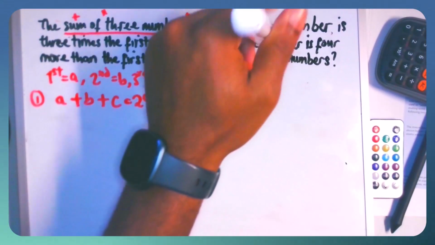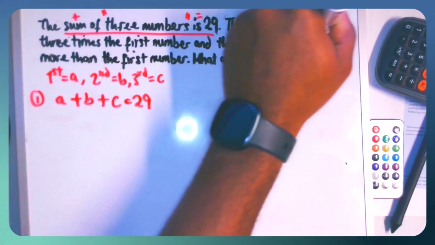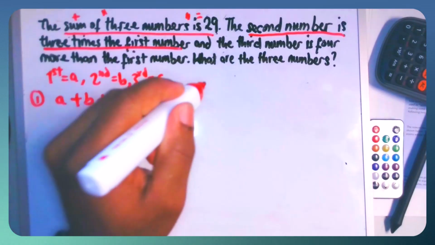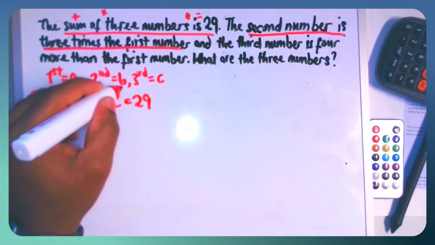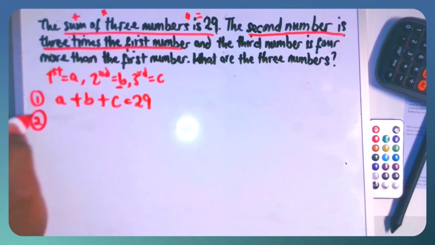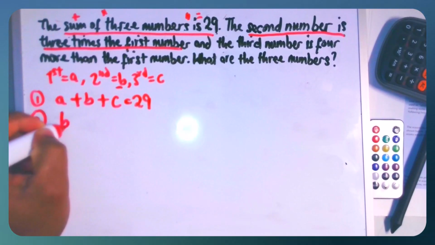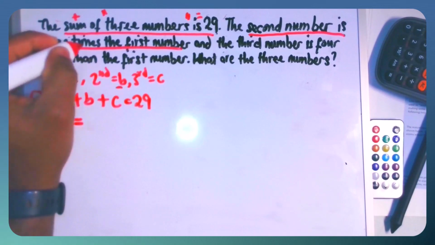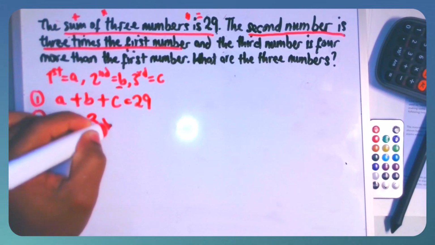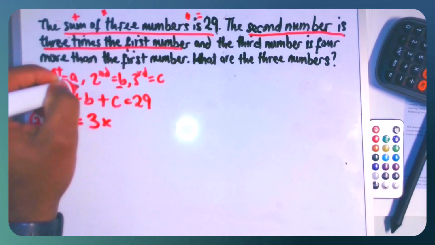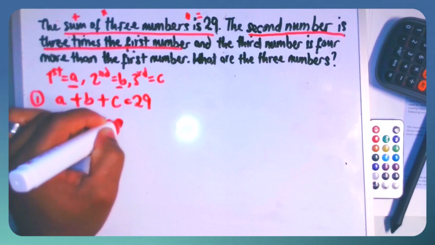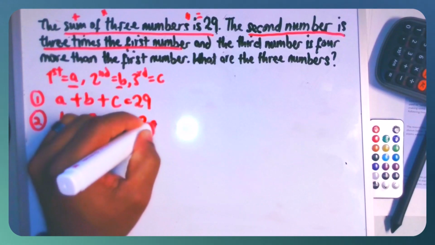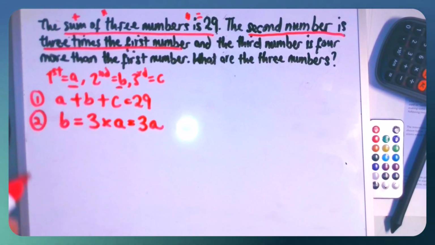Now the next step is: the second number is what? 3 times the first number. In this case, the second number we assigned to be B to develop our second equation. B is equal to 3 times the first number. In this case the first number is assigned to be A. This can also be written as 3A, and that is our second expression.